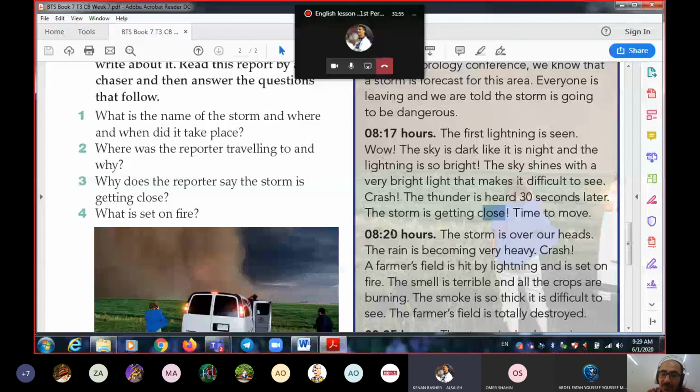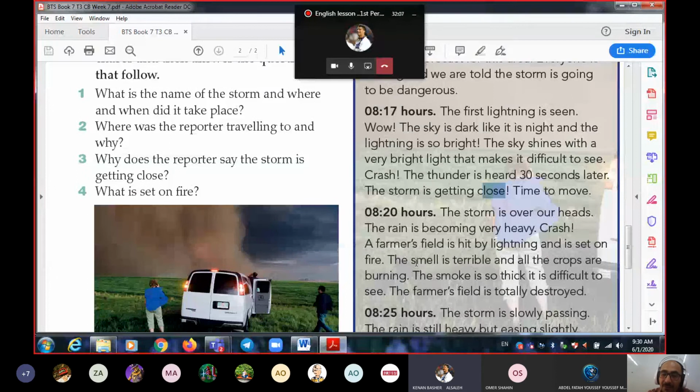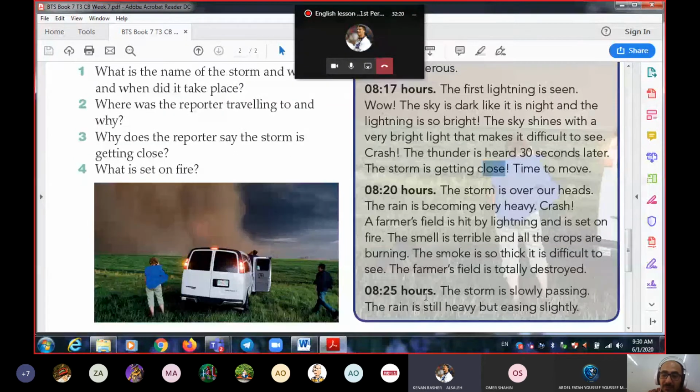At 8:20 hours, the storm is over our heads. The rain is becoming very heavy. Crash. A farmer's field is hit by lightning and is set on fire. The smell is terrible, and all the crops are burning. The smoke is so thick it is difficult to see. The farmer's field is totally destroyed. At 8:25 hours, the storm is slowly passing. The rain is still heavy but easing slightly.